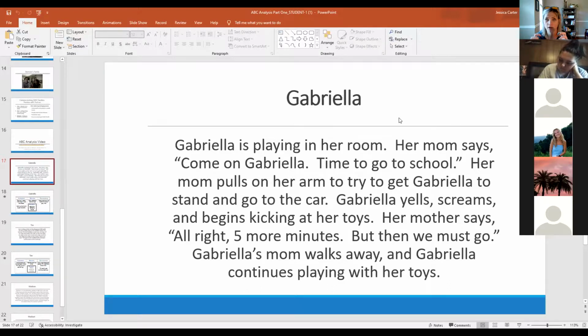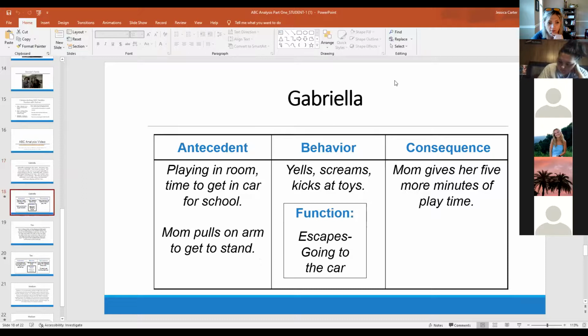So what if we're talking about the function of Gabriella yelling, screaming, and kicking at her toys in response to her mom telling her it's time to go to school? What was the function of that behavior potentially? She's trying to avoid having to get in the car and go to school, right? And she possibly has learned that if I behave this way, my mom gives me 5 more minutes to play with my toys. And if she hasn't already learned it, she's learning it in this moment. Kicking, yelling, and screaming gets me 5 more minutes of playtime. That's what we just saw.